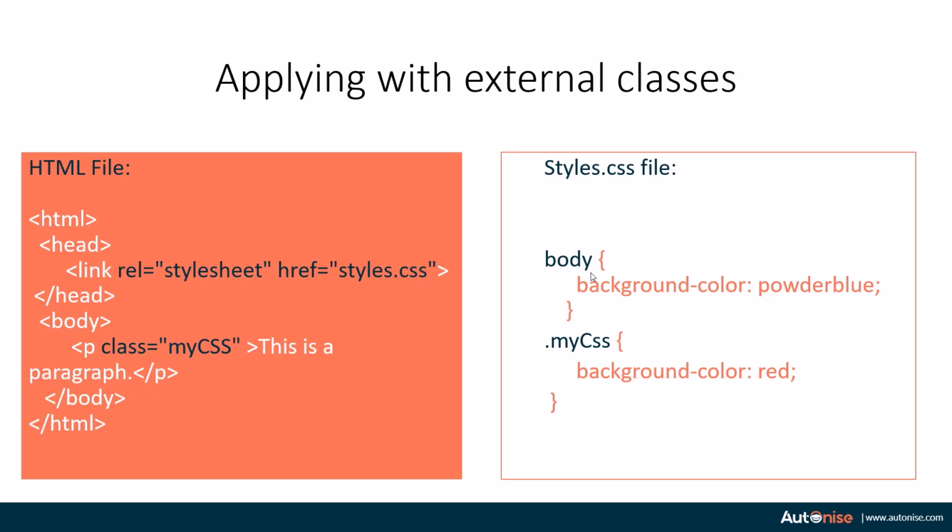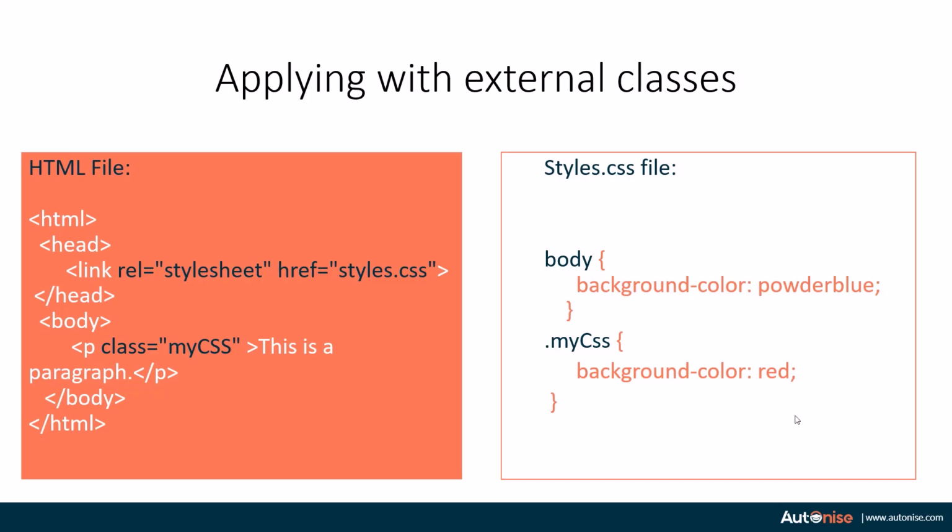But usually, we don't want all the header elements to look alike. We want some control over individual elements as well. To do that, we use classes. A CSS class begins with a dot or a full stop. After that, we specify the class name. Inside the class name, we specify the corresponding properties and their values. This is how we define a CSS class.